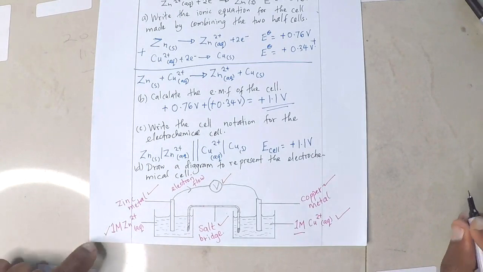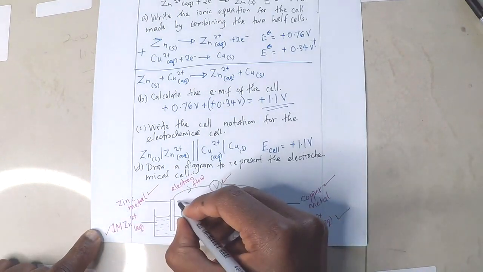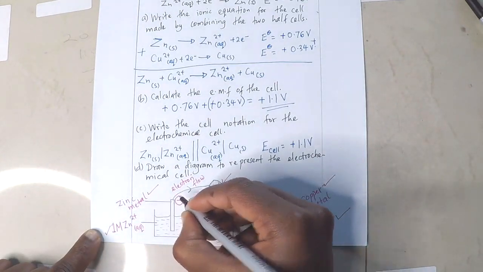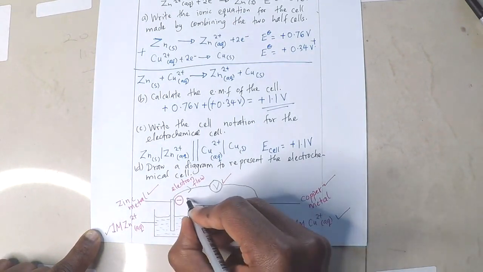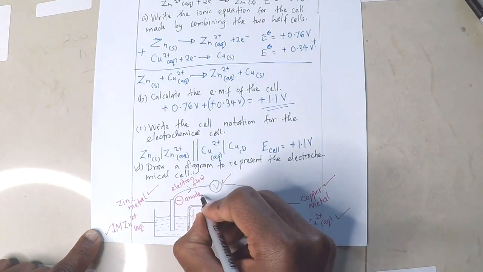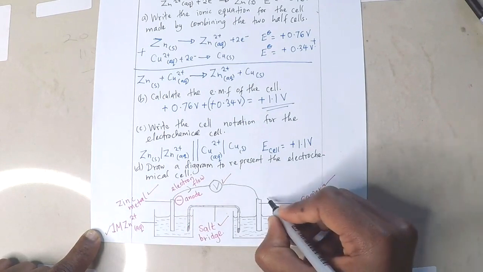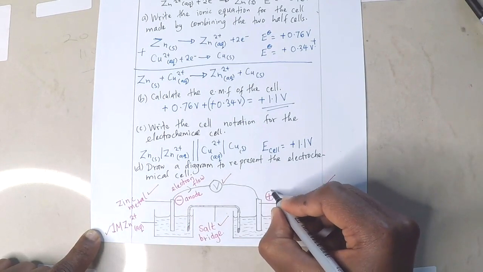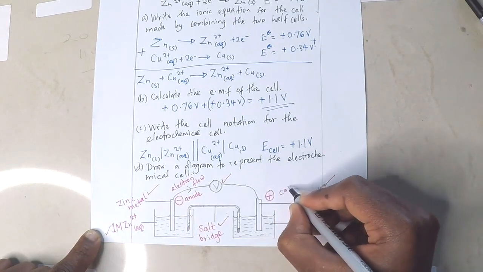Now it is important to note that the zinc metal is the negatively charged electrode, and therefore it is the anode. And on the other side, the copper electrode is the positively charged electrode, and therefore it is the cathode.